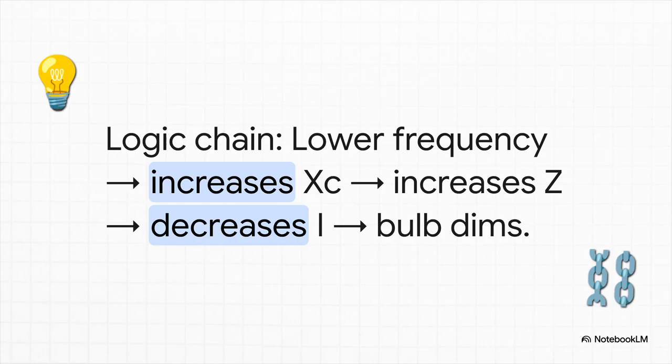Step 1. Capacitive reactance, Xc, is 1 over 2 pi Fc. So as frequency F goes down, Xc goes up. Step 2. The total impedance Z depends on Xc. As Xc increases, Z also has to increase. Step 3. Ohm's law. Current I is V over Z. As Z goes up, current I has to go down. And finally, step 4. The bulb's brightness depends on power, I squared R. Less current means a dimmer bulb. It's a perfect 4-step cause and effect chain.